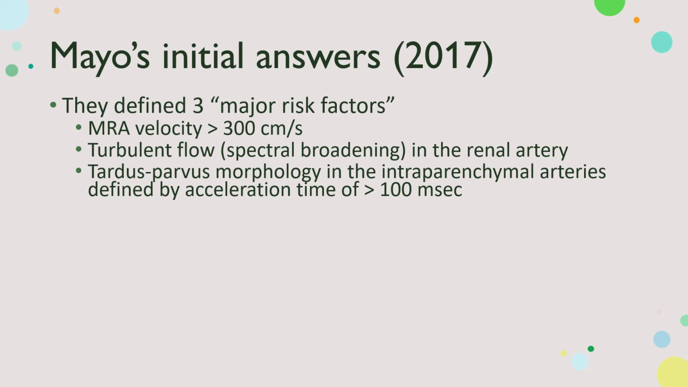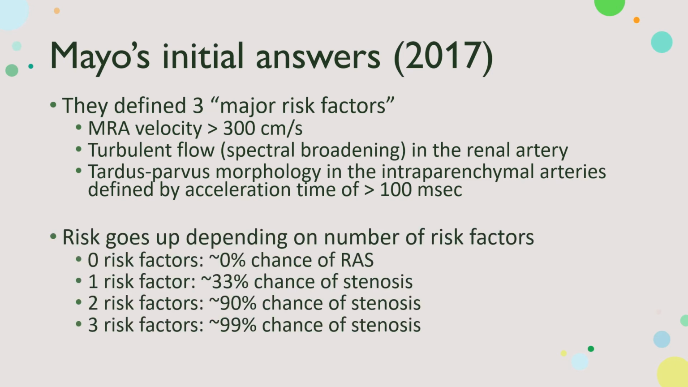And so they looked at velocities greater than 300 centimeters per second. They looked at turbulent flow or spectral broadening within the renal artery. And then tardus parvus morphology, which they used a cutoff time of 100 milliseconds. And what they found initially was that the degree of stenosis correlated with the number of risk factors present. Initially, they came up with one risk factor is about 33%, two is 90%, and three being 99%.